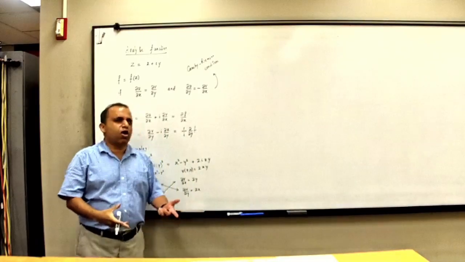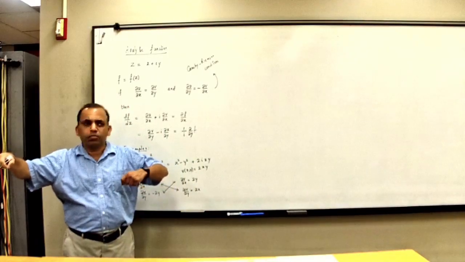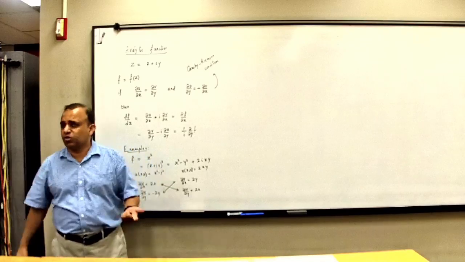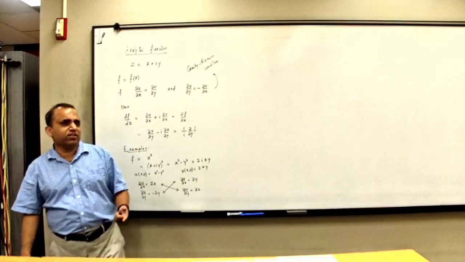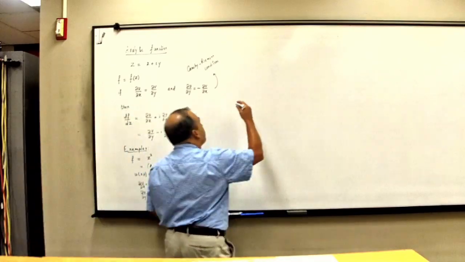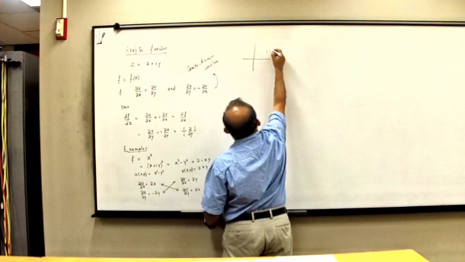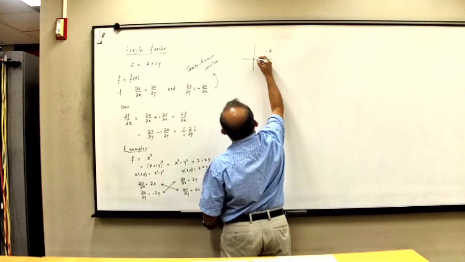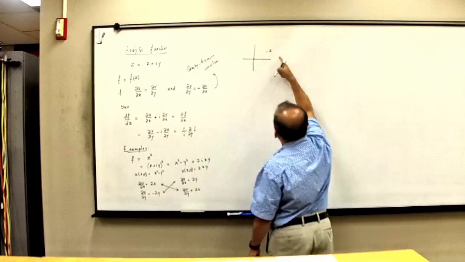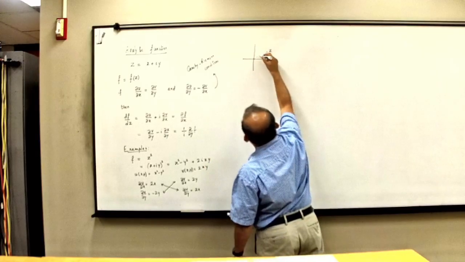A nice quantity on a complex plane is the distance between two complex numbers, right? What's the distance between two complex numbers? Or let's say, what's the distance of this point z from the origin? Let's say this is z from the origin. What's the distance between them? What's this length?